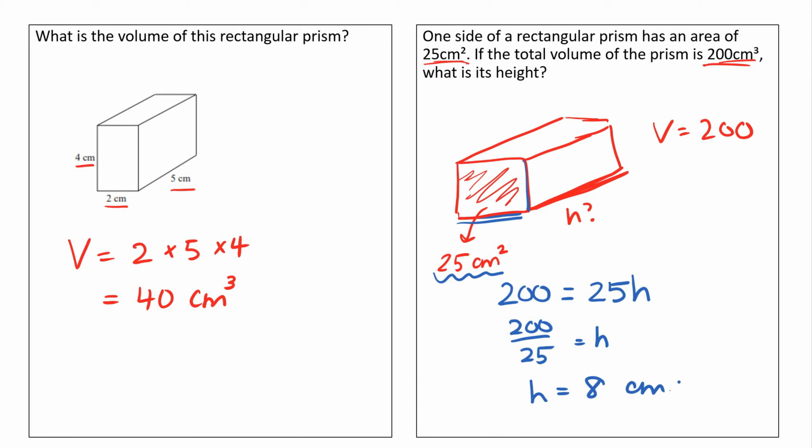Basically, another way to think about the volume of a prism is that you're doing length times width times height. Length times width is just the area of one face, and then you're multiplying it by the height.